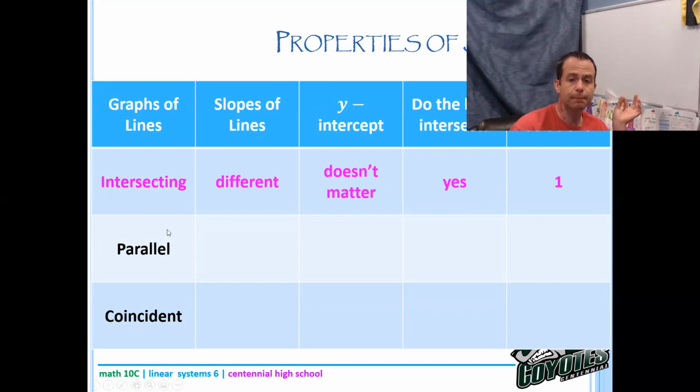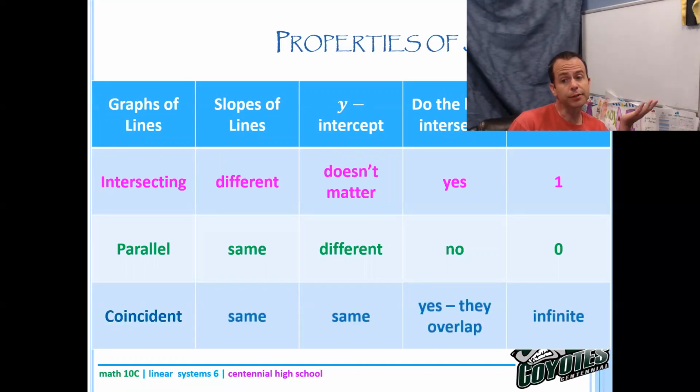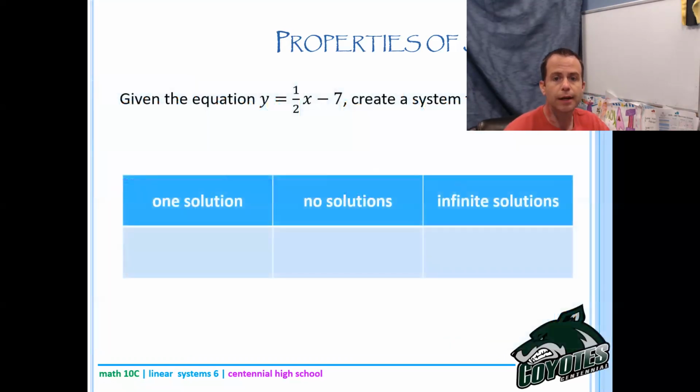So for two lines that are parallel, the slopes will be the same. The y-intercepts have to be different here. The lines will not intersect and the number of solutions will be none, 0. And then a coincident, that refers to the overlapping lines. So the slopes will have to be the same and the y-intercepts will have to be the same. The lines will intersect, they overlap each other, and then there'll be an infinite amount of solutions. Okay? Awesome.